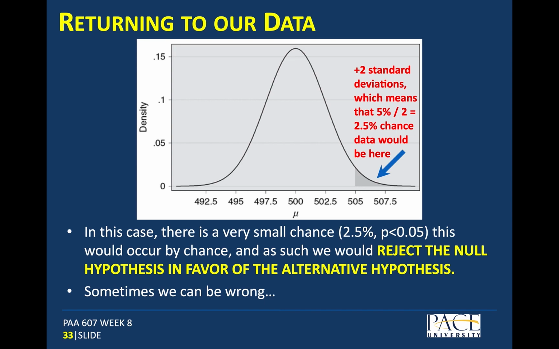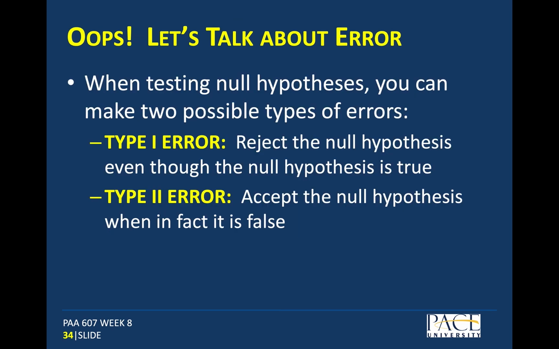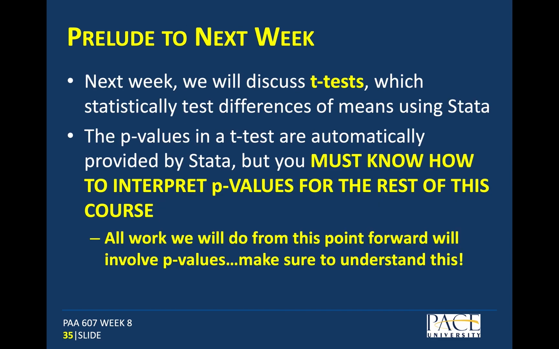Now, all of this said, sometimes we can be wrong. So let's talk about error a little bit. When we're testing null hypotheses, we can potentially make two different types of errors. The first type of error is known as a type 1 error. This is when you reject the null hypothesis, even though, as it turns out, the null hypothesis is true. We don't want to do that, but that's what's known as a type 1 error. A type 2 error is that you accepted the null hypothesis when in fact it is false. Again, you don't want to do that either, but that's known as a type 2 error. So we can come to the wrong statistical conclusion, and one of these two types of errors can occur.